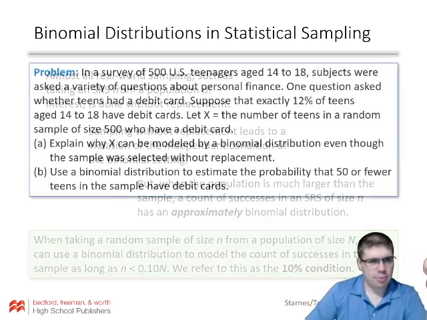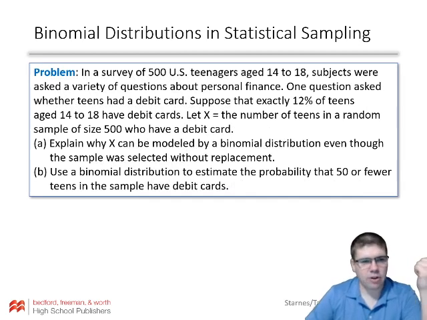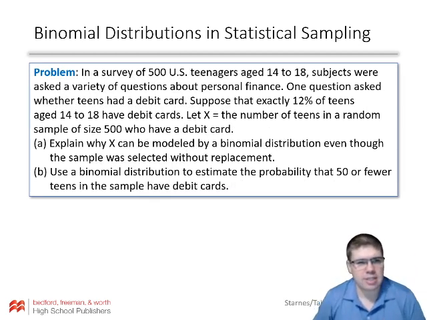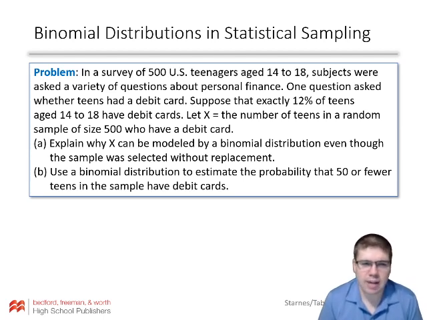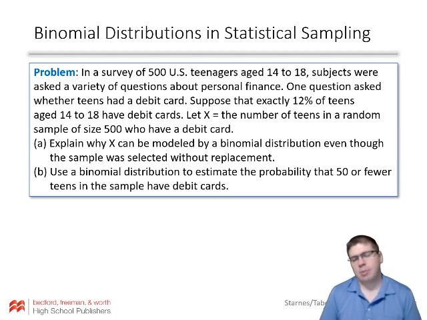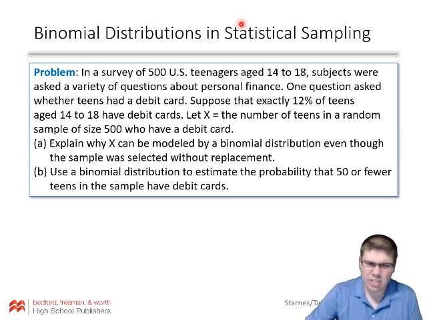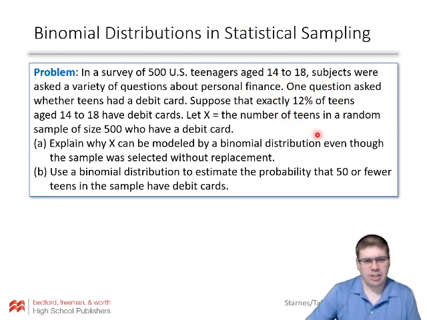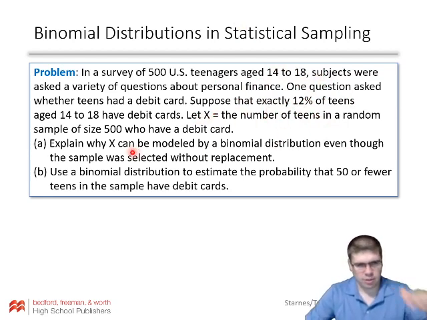So, for example, in a survey of 500 US teenagers aged 14 to 18, subjects were asked a variety of questions about personal finance. One question asked whether teens had a debit card. Suppose that exactly 12% of teens aged 14 to 18 have debit cards. So in this chapter, we're assuming we know these things. Eventually we'll get to the point where we realize we don't actually ever know exactly these percentages, but we're going to work with these assumptions for a little while.